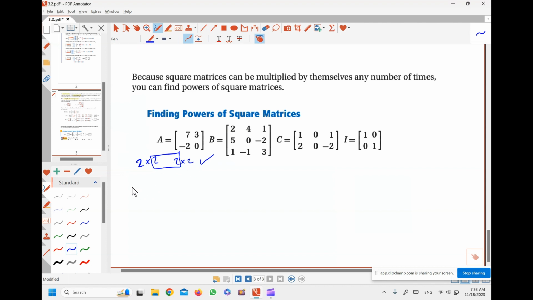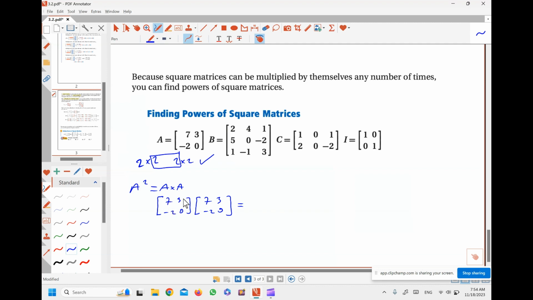For example, A squared. As with numbers, squaring a number means multiplying it by itself. So squaring a matrix means multiplying the matrix by itself. So it's A multiplied by A. You know matrix A, this is 7, 3, negative 2, 0. So we have the same matrix here, 7, 3, negative 2, 0. So we can do this multiplication.